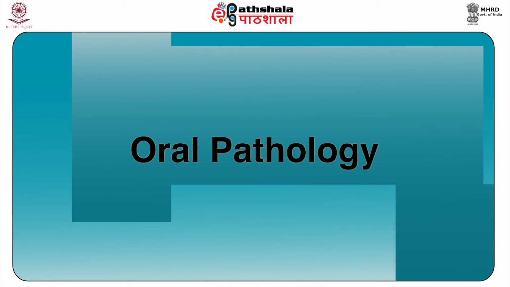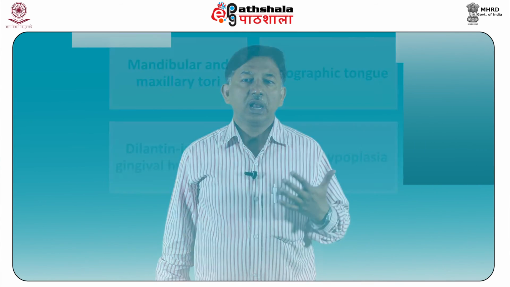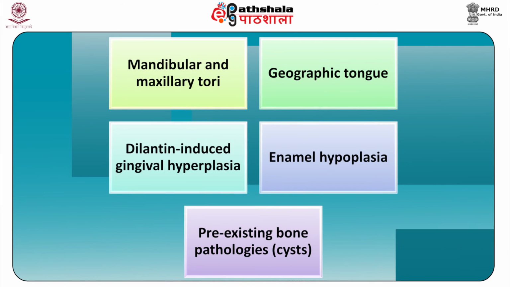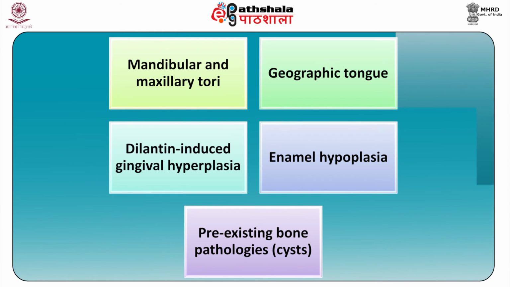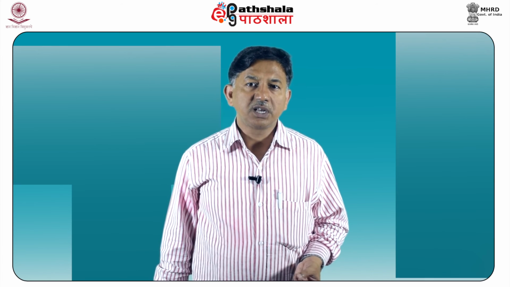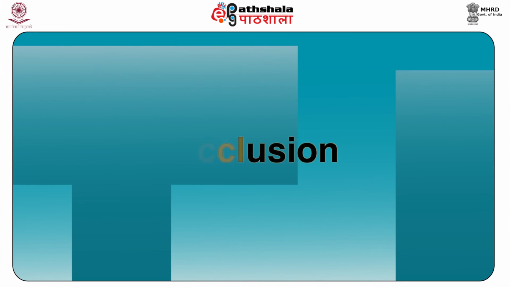Then the next factor is oral pathology. Deviations from the normal anatomic configuration of the oral cavity, like mandibular and maxillary tori, geographic tongue, dilantin-induced gingival hyperplasia, enamel hypoplasia, and pre-existing bone pathologies like cysts, are a few examples. The presence of healed or healing fractures and the establishment of an approximate time of injury could be of help in the identification process. Then another factor is occlusion.